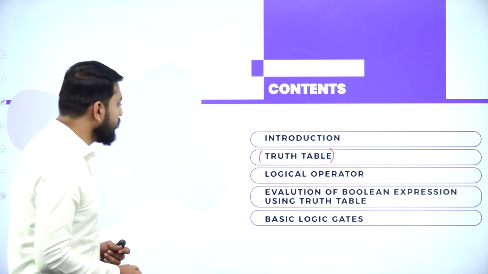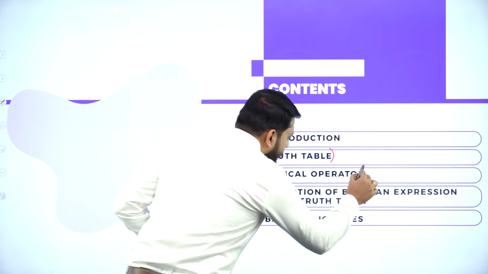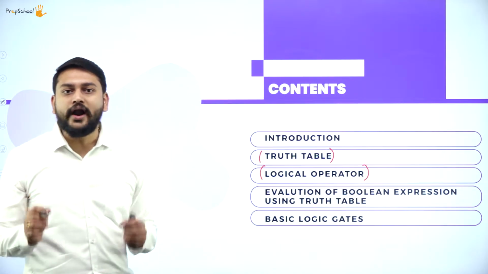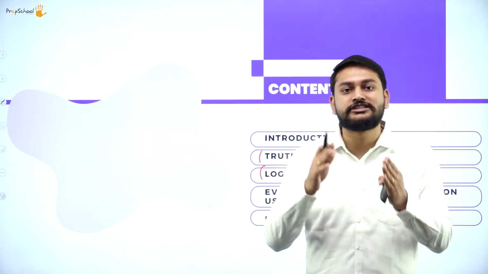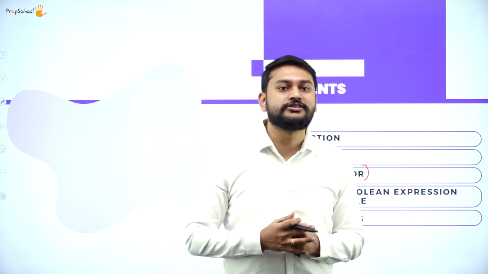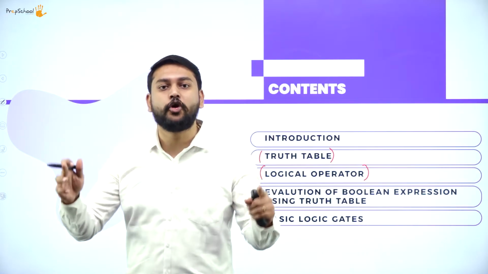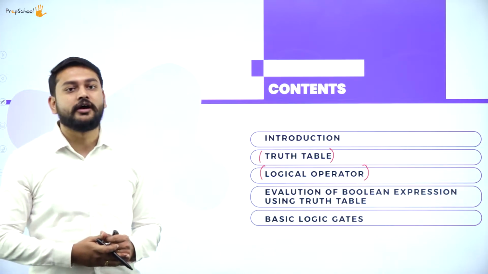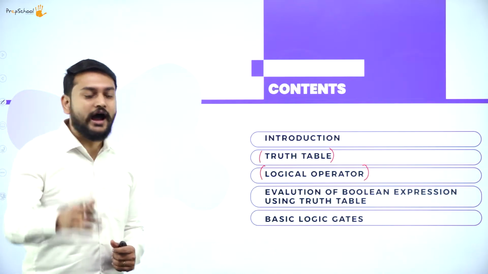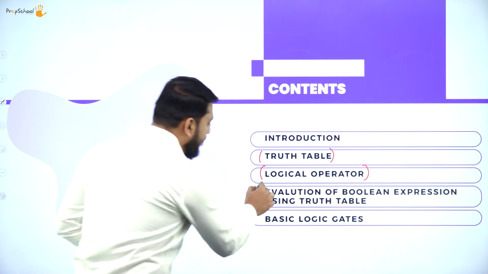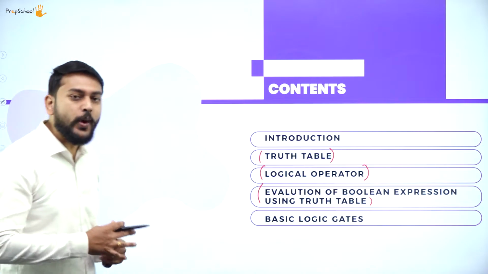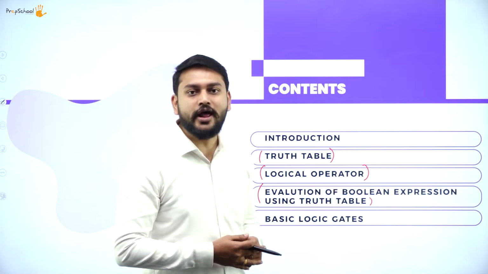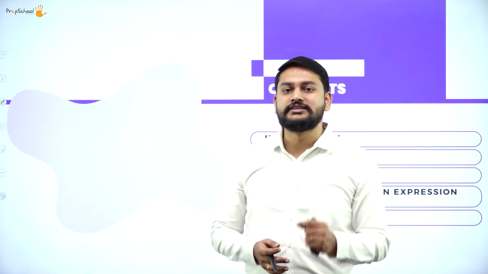Along with that, I will also discuss some of the logical operators: what exactly a logical operator is all about, and how we write the graphical symbol for each and every logical operator. I will also explain the truth table for each and every logical operator that we have. After that, I will also discuss the evaluation of Boolean expressions. How we evaluate Boolean expressions is what I'm going to discuss in this session.